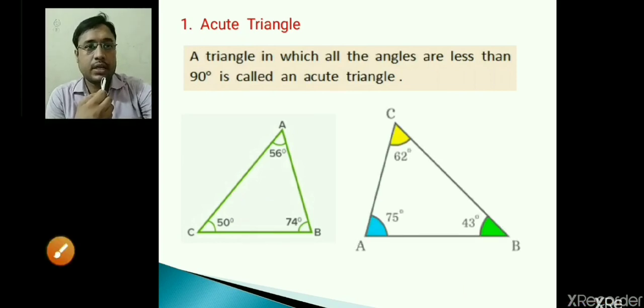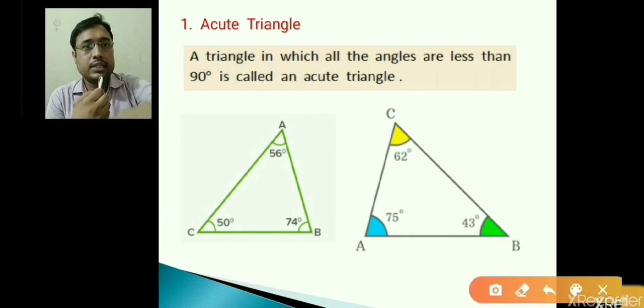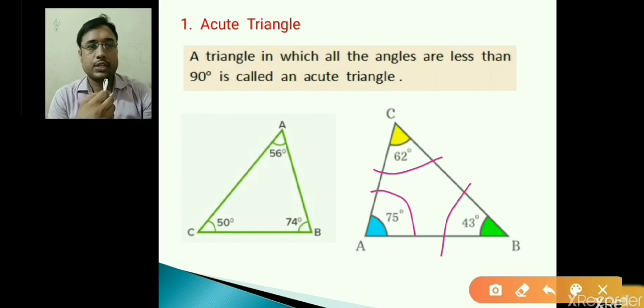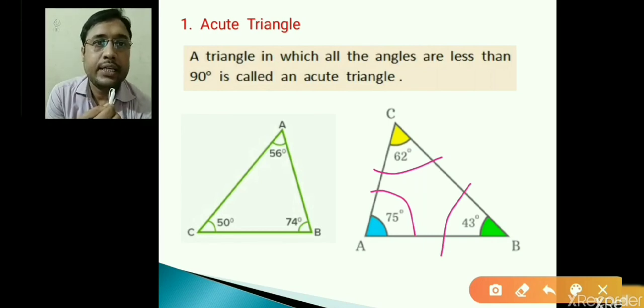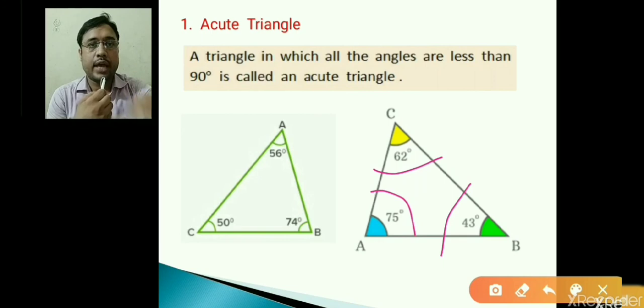In this diagram also you can see the first angle C is 62 degrees, angle A is 75 degrees, angle B is 43 degrees. So all the angles are less than 90 degrees, therefore this triangle is also an acute triangle.